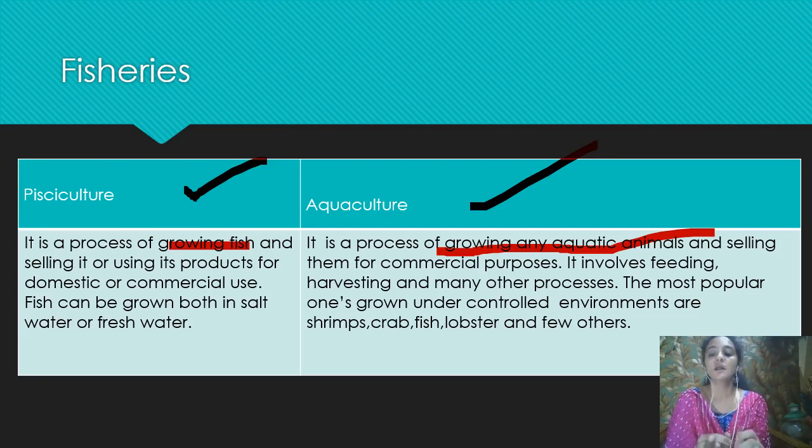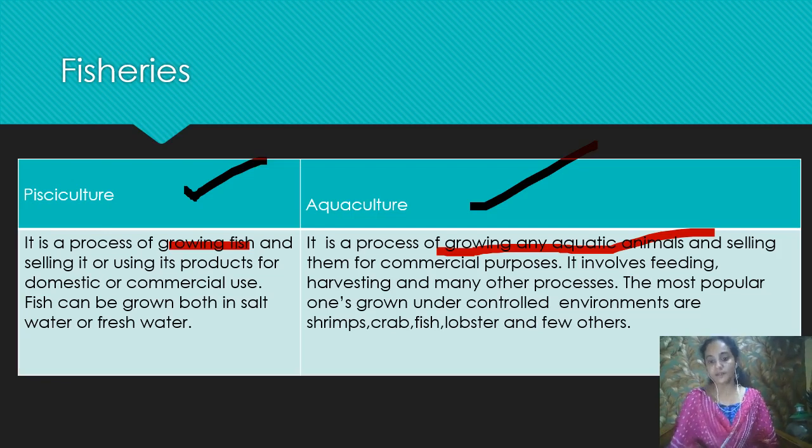Pisciculture means it's related to the fishes only, and aquaculture means all other aquatic organisms like shrimps, crabs, fish, lobsters, everything comes under this one. Okay, you can note this down: what is the difference between pisciculture and aquaculture? I think it's clear. Whatever is related to aquaculture, we normally call it the blue revolution because it's all related to water. Let's watch a video.